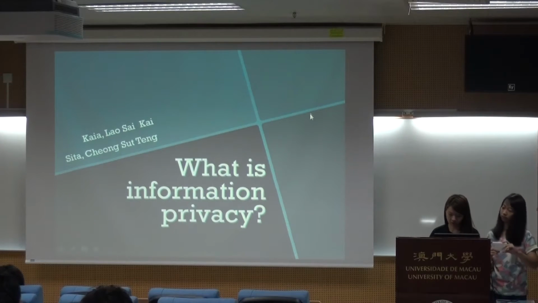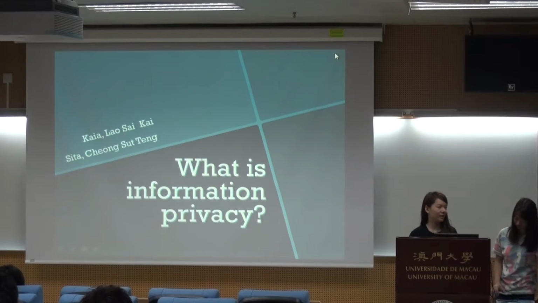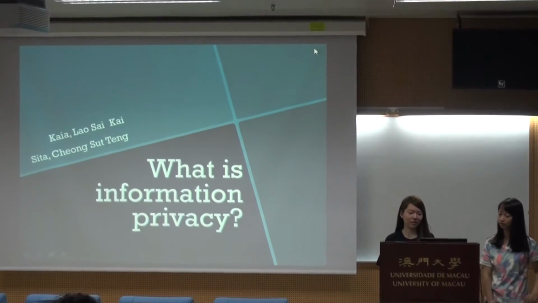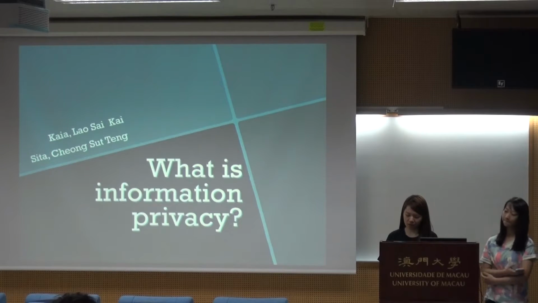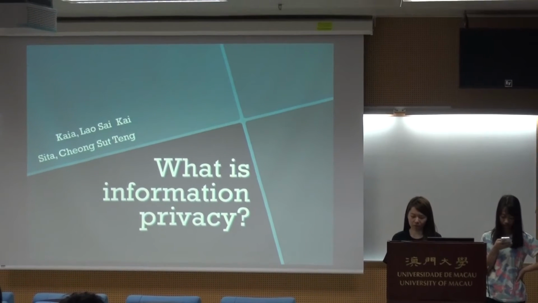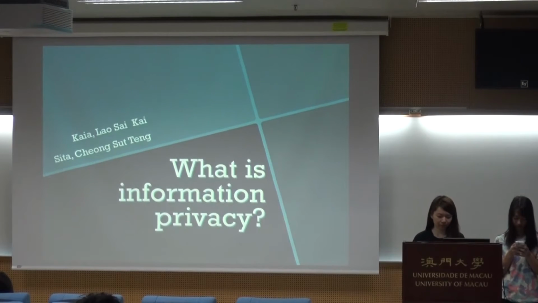The topic, what is information privacy? Good afternoon, everybody. I'm Kaya, and she's my partner, Sita. Today we are going to present what is information privacy. Information privacy is also called data privacy or data protection. It is the relationship between collection and dissemination of data, technology, different expectations of privacy, and the legal and political issues surrounding them, and it usually relates to personal data stored on computer systems.